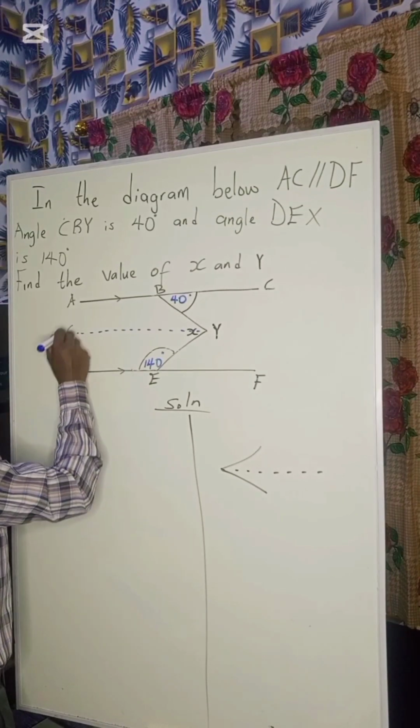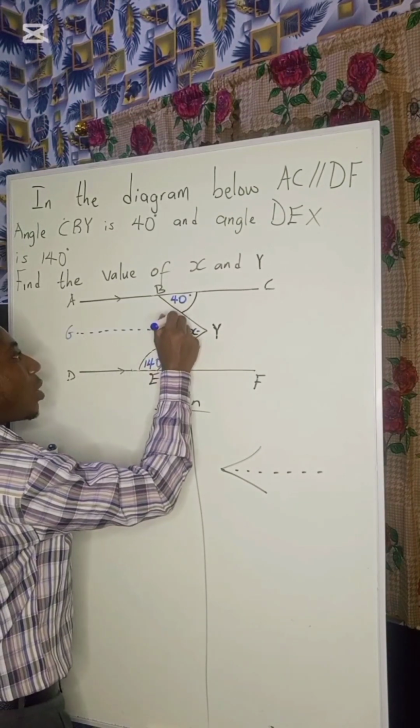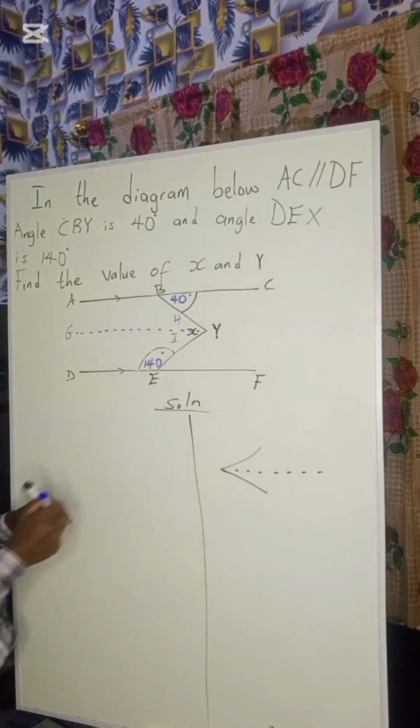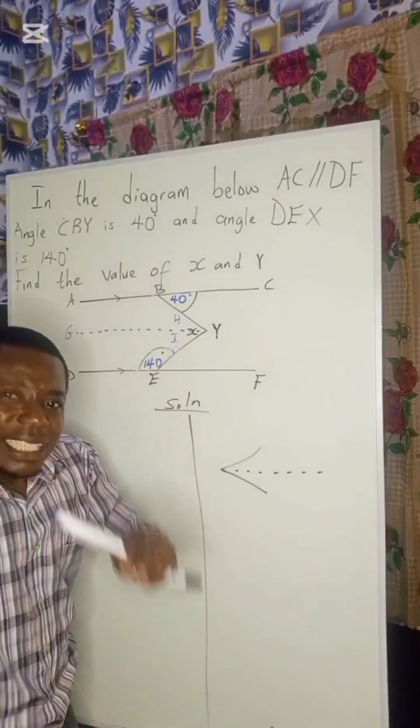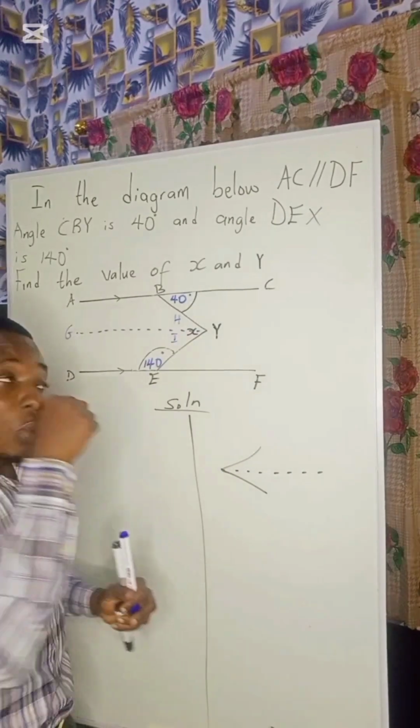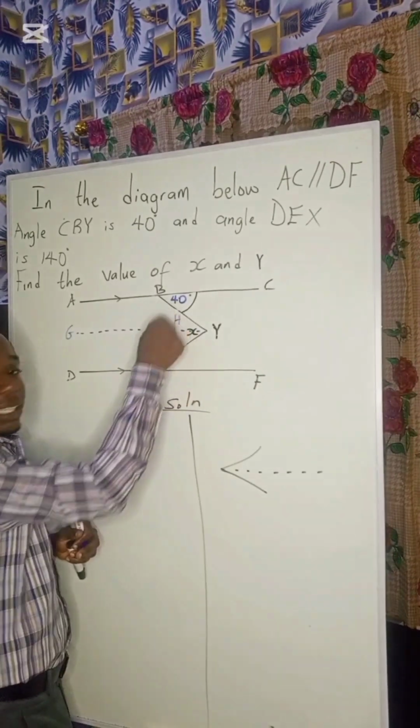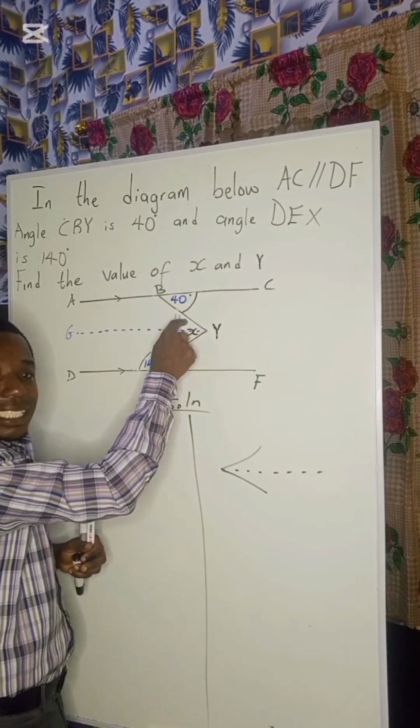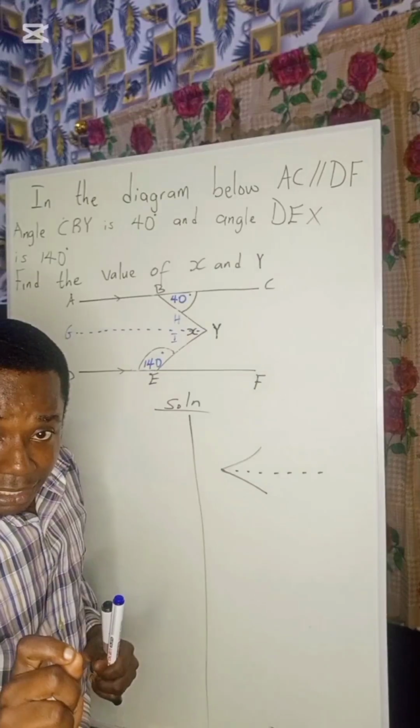You can call this side G. You can call this side H. You can call this side I. So you can see that we have partitioned the X, we have split the X. So we have two sides here, and you can give them names. You can call this side H, and you can call this side I.